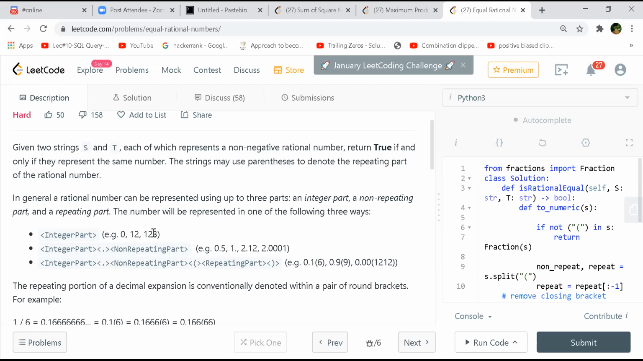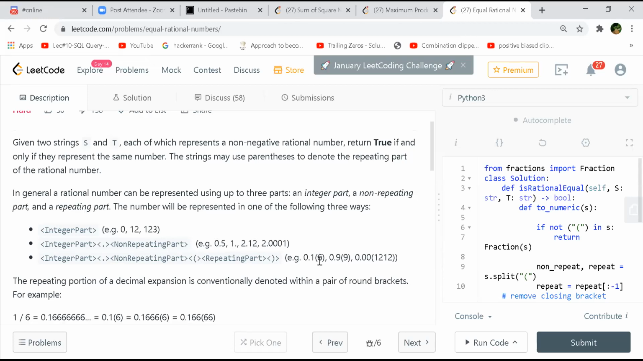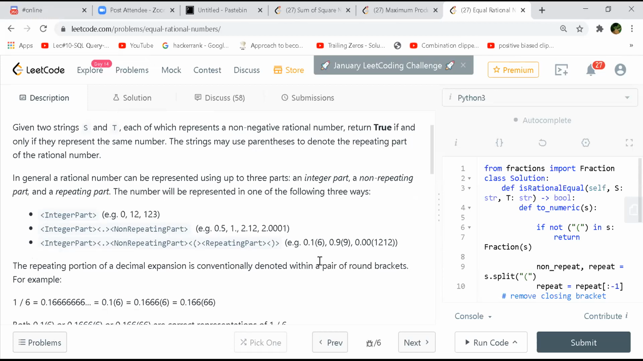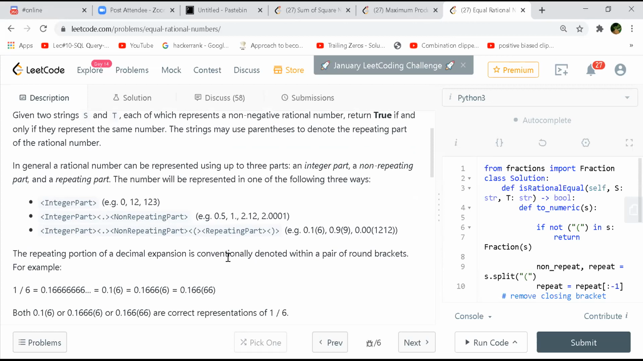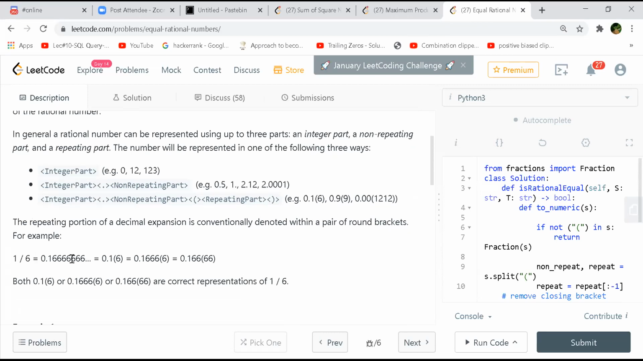This is the integer part. This is the non-repeating part, it's ending, but these are recurring. Like 9 will occur, 0.9999 times, right? Same way, 0.99. So the repeating portion of the decimal expansion is conventionally denoted within a pair of round brackets. Like this 6 is repeating, 1 is repeating 6 times.